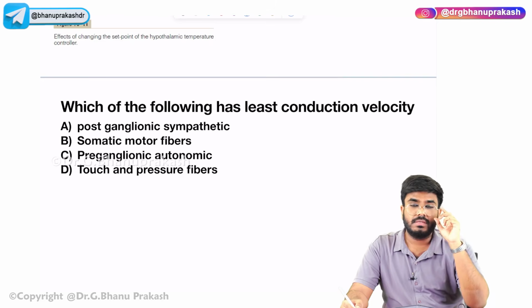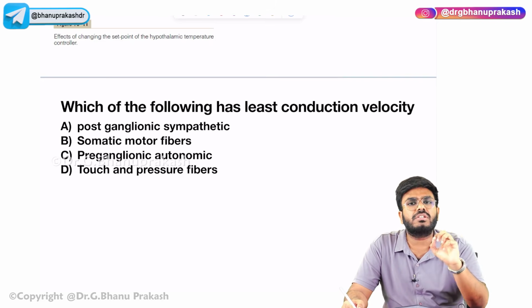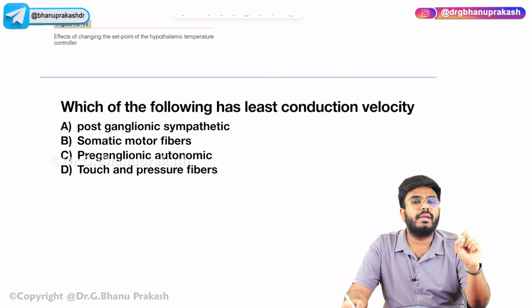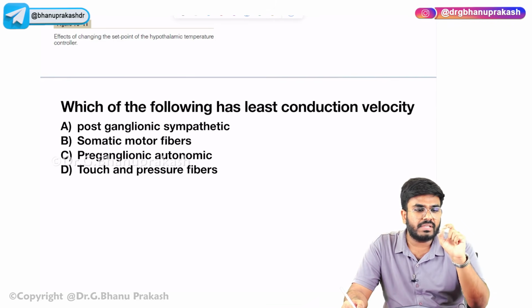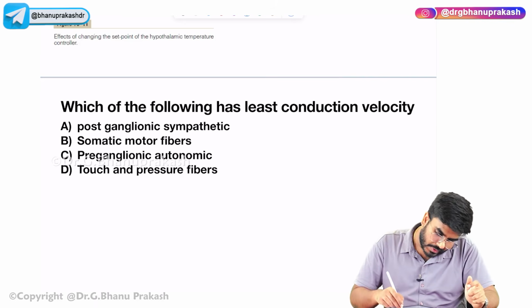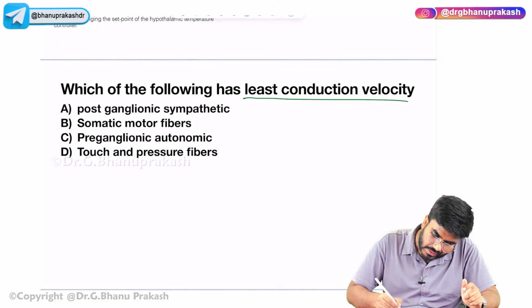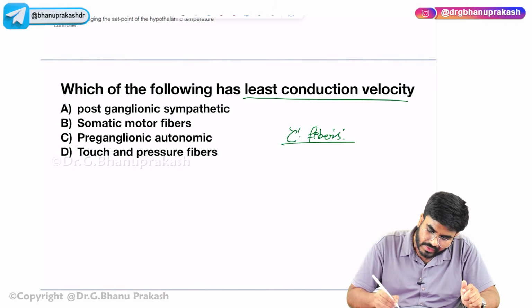Next, which of the following has the least conduction velocity? This is from the nerve fibers. Which nerve fibers have the least conduction velocity? It's the unmyelinated fibers, those with less axon diameter. Those are the C fibers, you already know it. So the answer is C fibers.